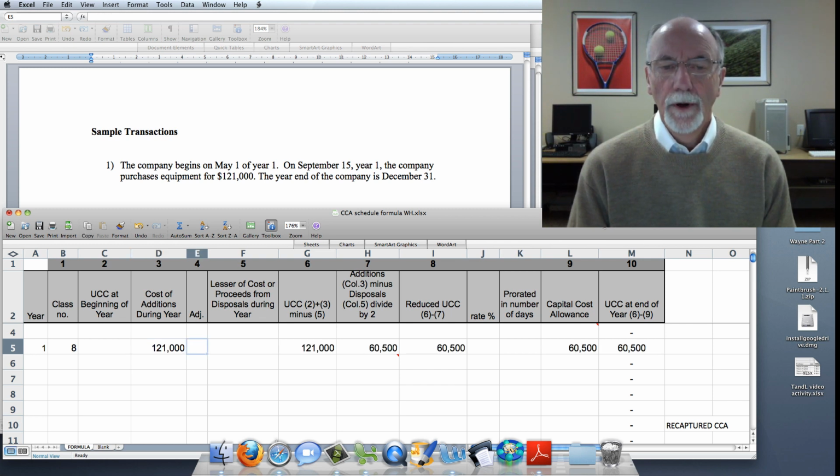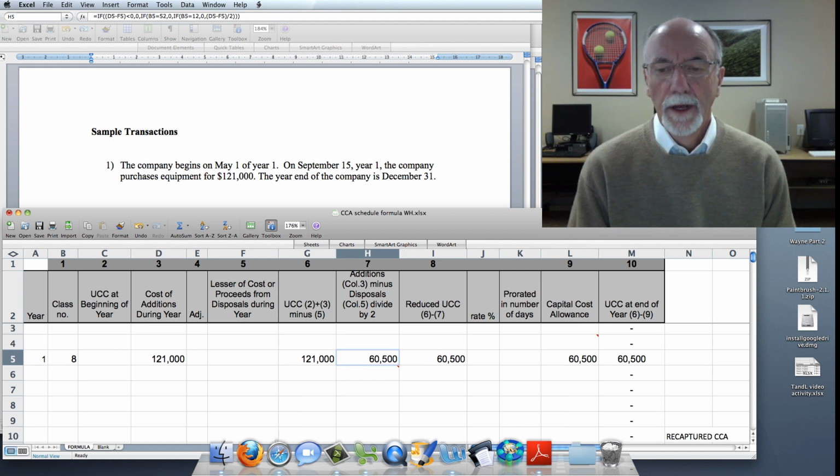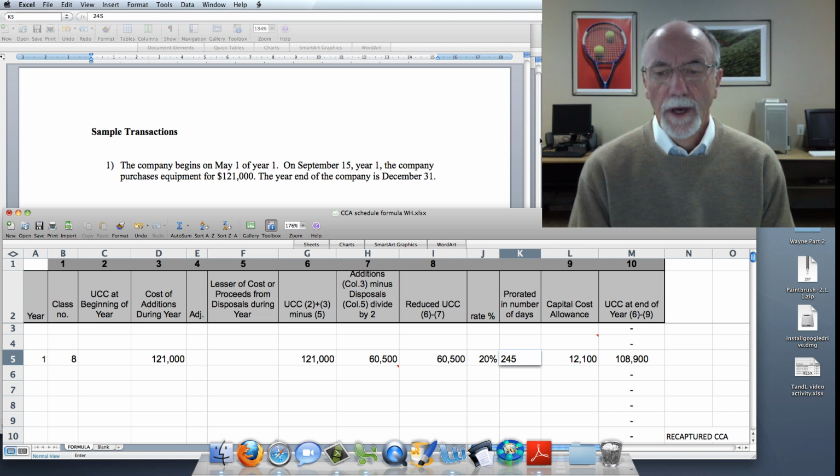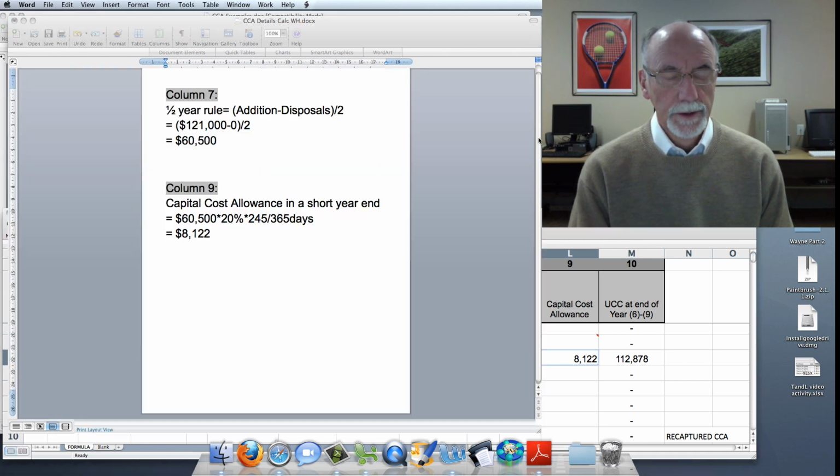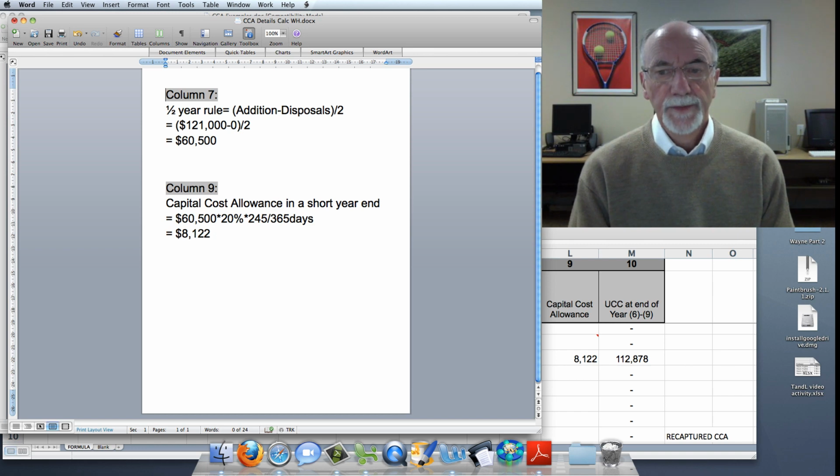And then that carries over to column 6. And then we use the half year rule in column 7 to adjust for half of the purchases. I'll show you that calculation in a minute. And now this is a short year end, and the rate is 20%, so we'll put in 20% as the rate. And it's going to be prorated for 245 days from May 1st to December 31st. And so because of that, the calculation for capital cost allowance for the first year is $8,122. Now I want to show that calculation, so we'll just go to these adjustments to the CCA schedule.